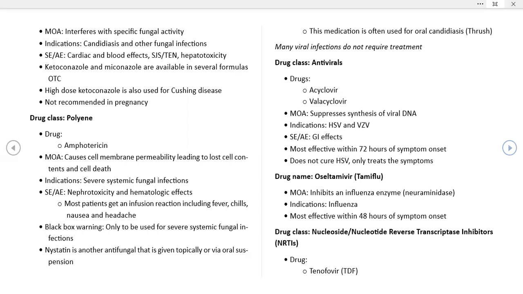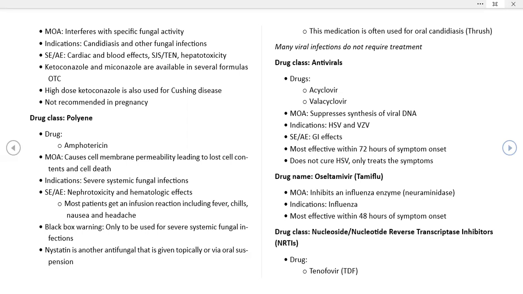A lot of patients get an infusion reaction from this, including fever, chills, nausea, and headache. Anytime you see that, by the way, almost always that means we're going to pre-medicate a patient with something like ibuprofen or acetaminophen before we even start them on this medication. This does have a black box warning that it should only be used for severe systemic fungal infections.